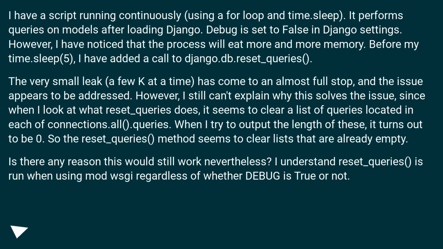I have a script running continuously, using a for loop and time.sleep. It performs queries on models after loading Django. DEBUG is set to False in Django settings. However, I have noticed that the process will eat more and more memory.